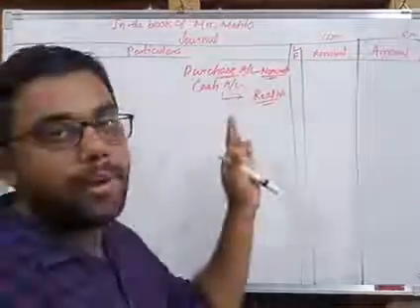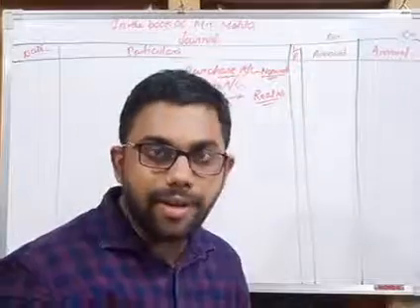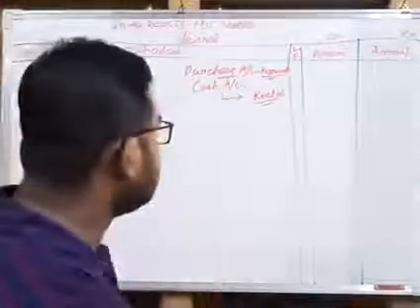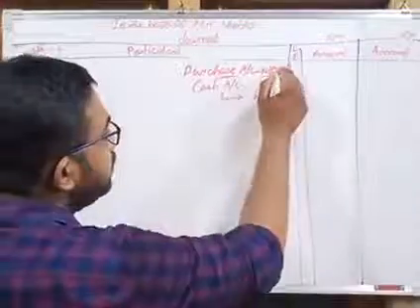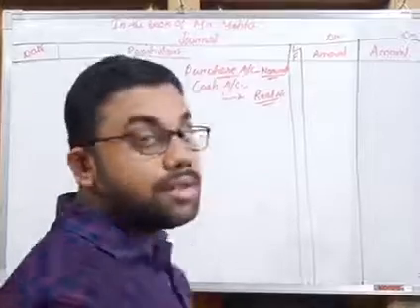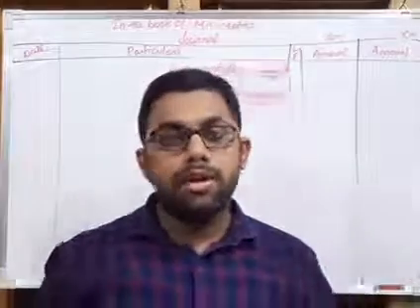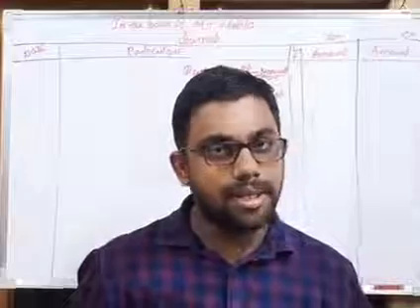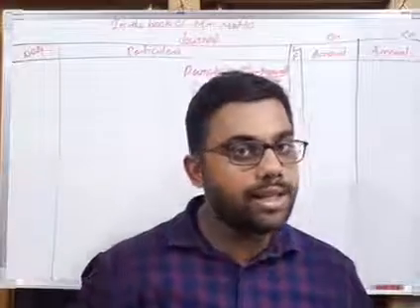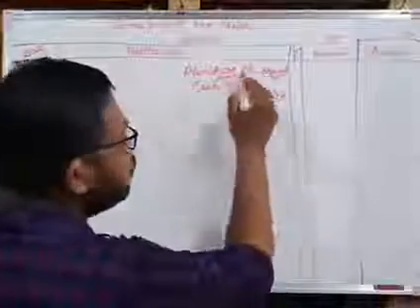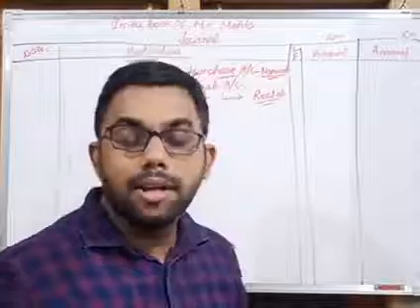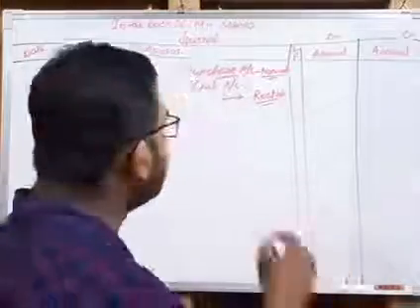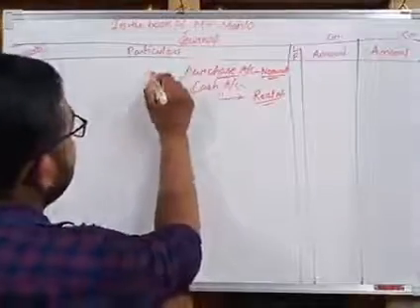Now we have to apply the golden rule of debit and credit, because we don't know which one is debit and which one is credit. Okay, so purchase is nominal account. So what is the golden rule of nominal account? In nominal account, debit means all expenses and losses, and credit means all incomes and gains. So purchase means buying something, that means it is my expense, so all expenses and losses are debit, so it is debit. And now cash.